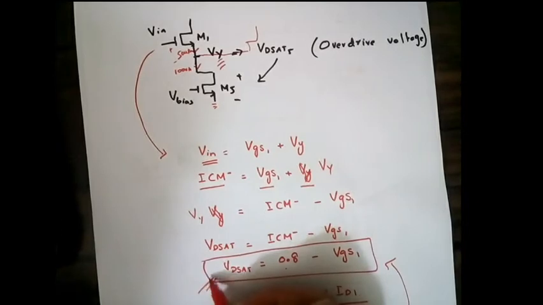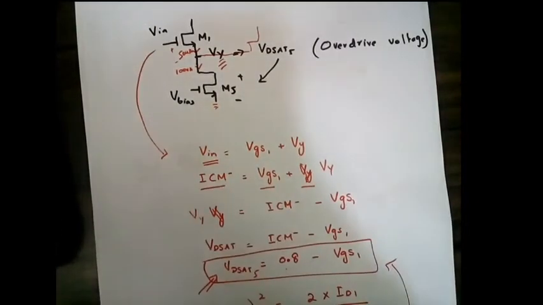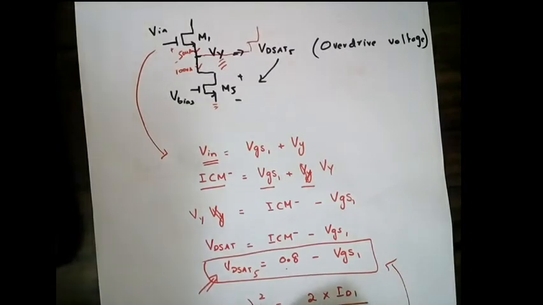So that's something which we need to find. Now VGS1 kya hoga? It's from the M1. We know the width and length of M1. We know the current flowing through M1. So we can safely find it from the current equation.